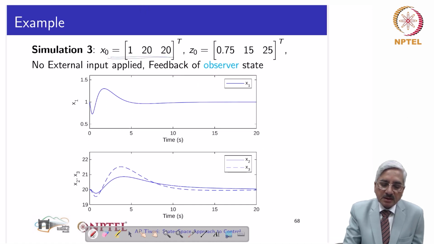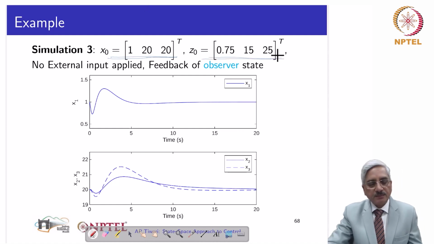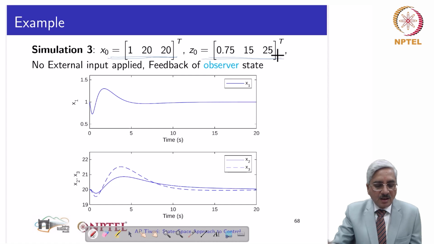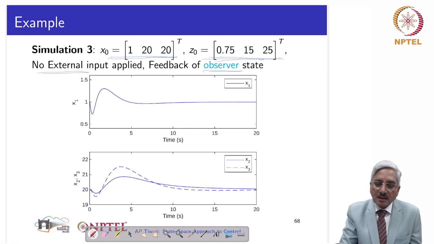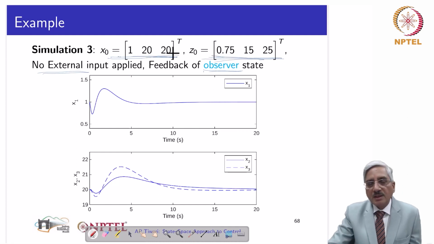Now we see the third simulation. Initial condition of the system is such that the system is at equilibrium. The observer states differ only slightly from the actual system state. External input is still not applied. However, instead of actual states, we are now feeding back the observer states. And because the observer states are not matching the actual system state, because there is an initial error, and in the analysis some time back we found that the response of the system will consist of two terms, one of its own initial condition and one depending upon the initial error, we see that reflected in the simulation.